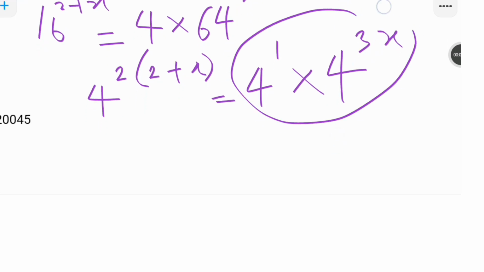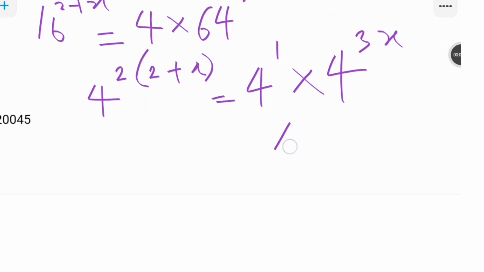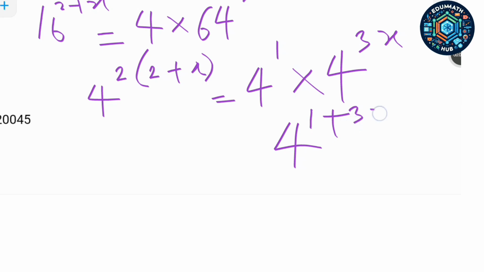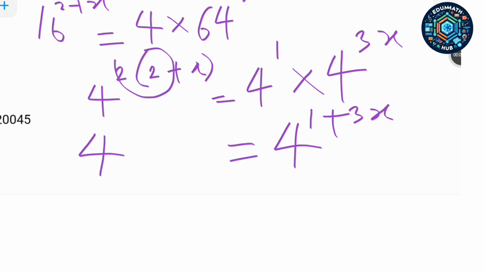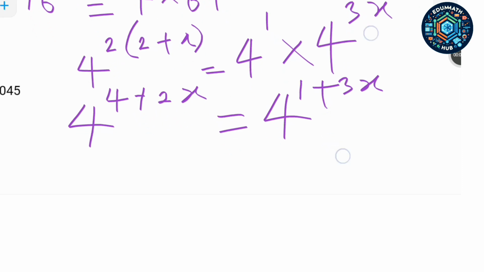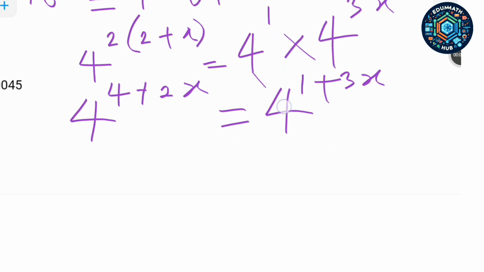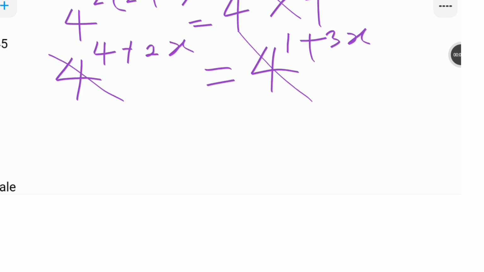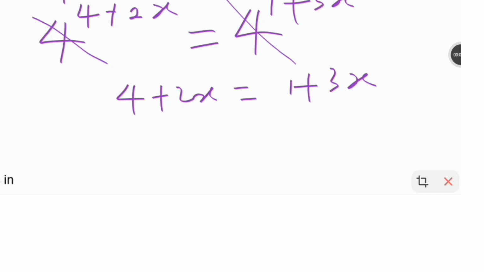So apply indices here. In indices, times is plus, right? Just add the powers. 1 plus 3x. Here, expand the brackets. This will be 4 plus 2x. Then from here, the bases are the same, so just cancel them. So you have 4 plus 2x equals 1 plus 3x. So just solve this for x, okay?